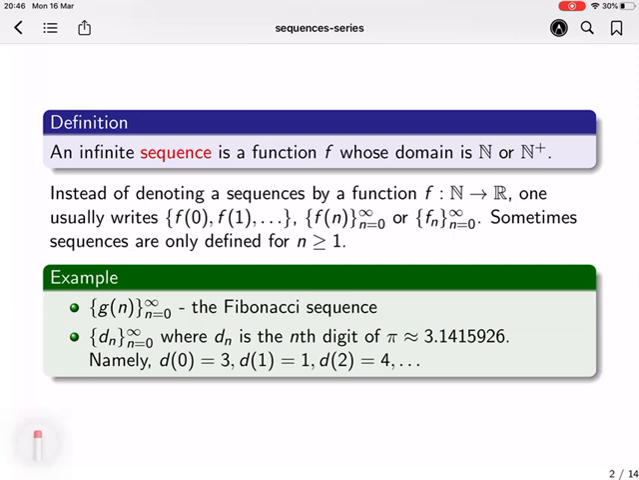We already saw the Fibonacci sequence. This was a sequence that was defined recursively. g of 0 was 0, g of 1 was 1, and g of n plus 2 equals g of n plus 1 plus g of n.